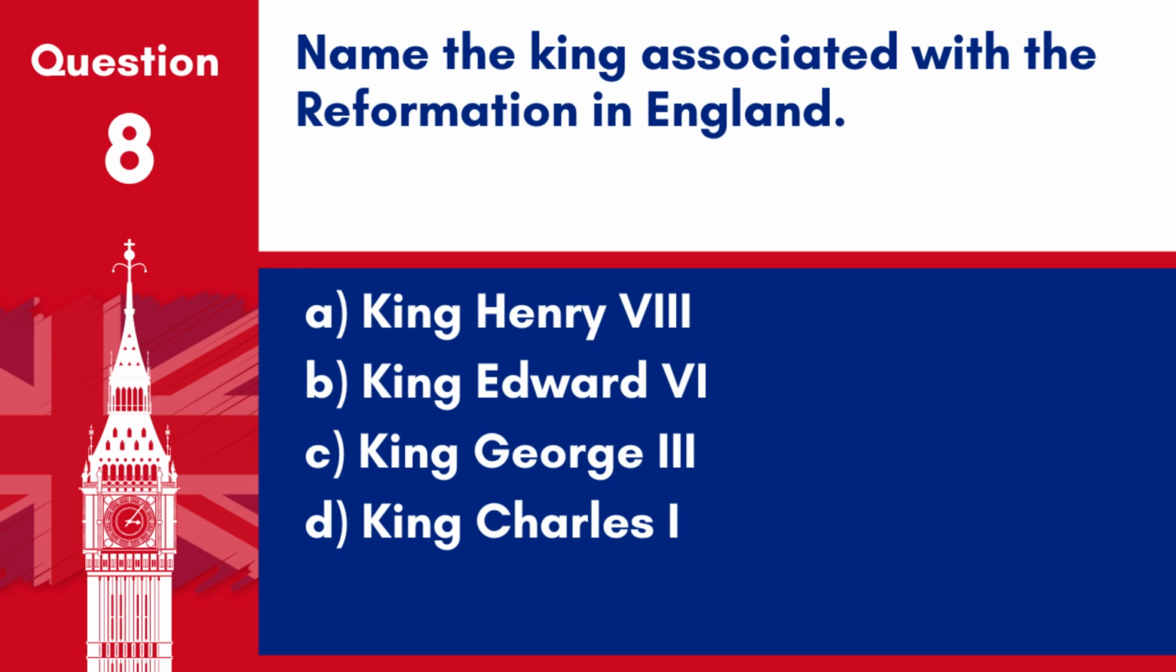Question 8. Name the king associated with the Reformation in England. A. King Henry VIII, B. King Edward VI, C. King George III, D. King Charles I. Answer: A. King Henry VIII. King Henry VIII is associated with the Reformation in England.